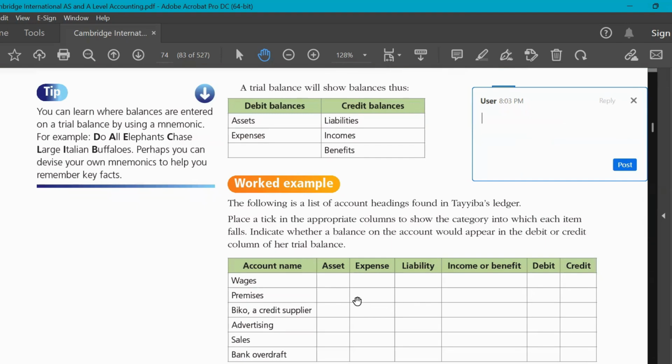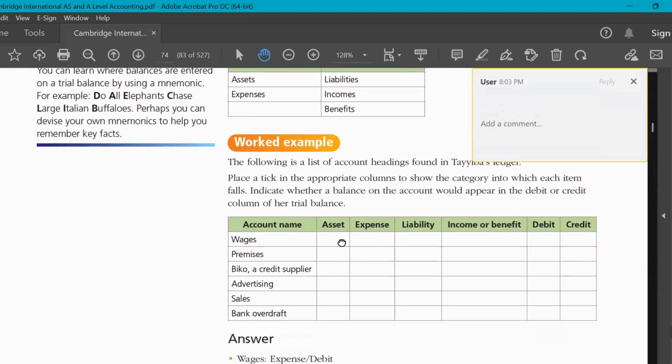Accounts heading of the list of headings found in the ledger. Tick the columns. Yeah, this one. Tick the appropriate columns to show the category on which the item falls, and then, of course, whether the balance of the account will appear as debit or credit.